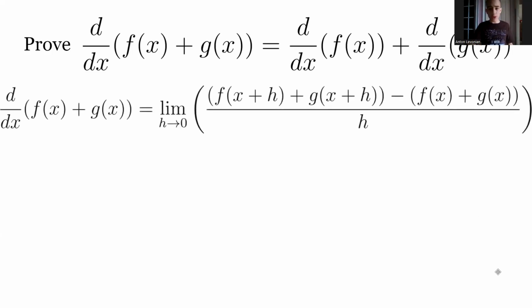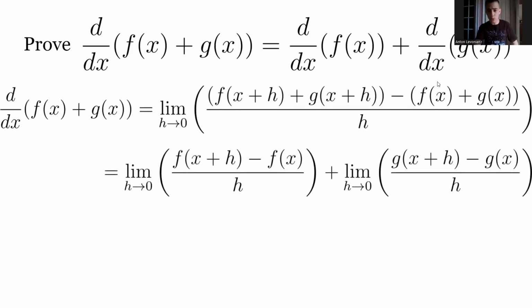So the first thing we will do is, okay, this looks like a bit of a mess, but we first treat this sum of two functions as one single function, which it basically is. So we plug in x plus h into the sum of these two functions, and then we subtract the actual sum of these two functions. And then we divide by h, and that is the derivative. So then, of course, we can distribute this minus sign and simplify some more. And we can split this thing right here into two limits, like this.